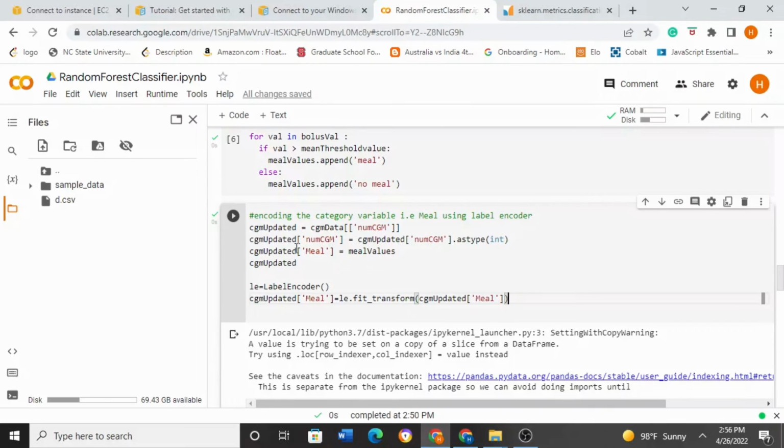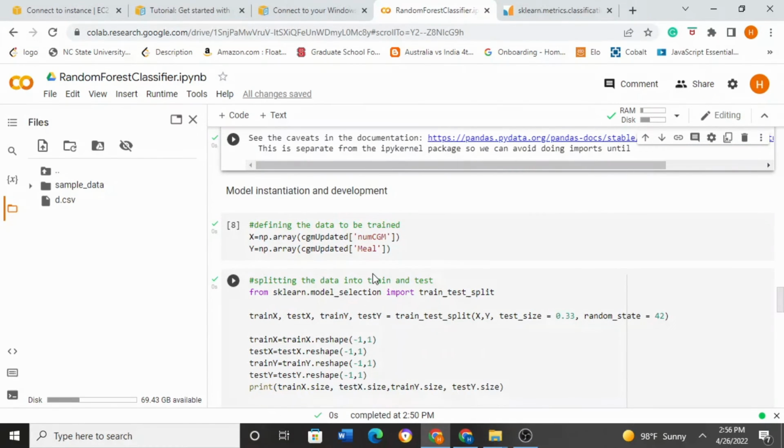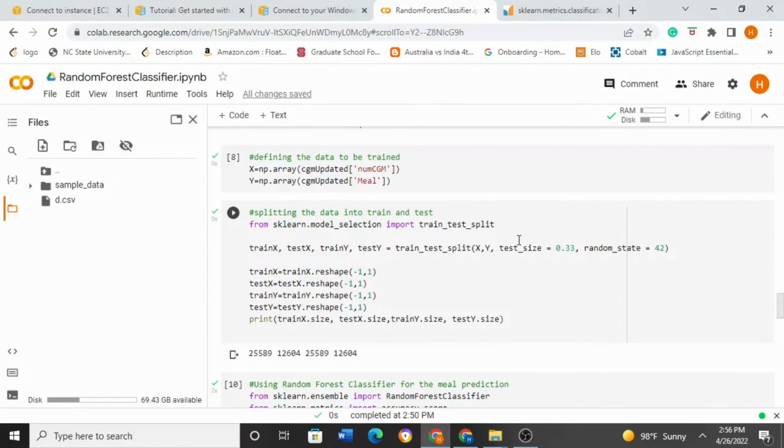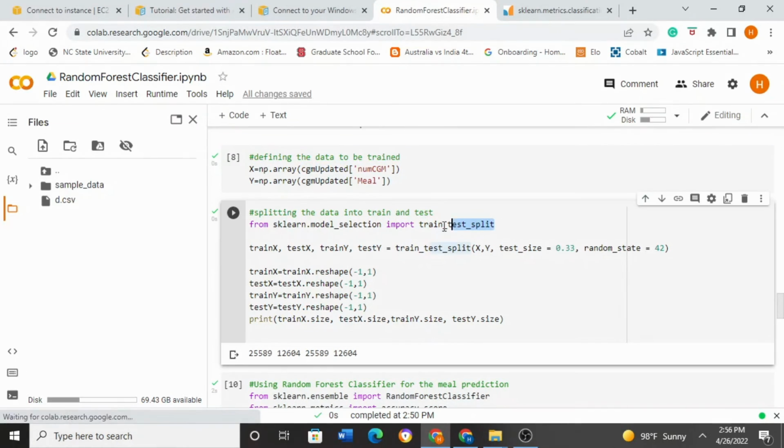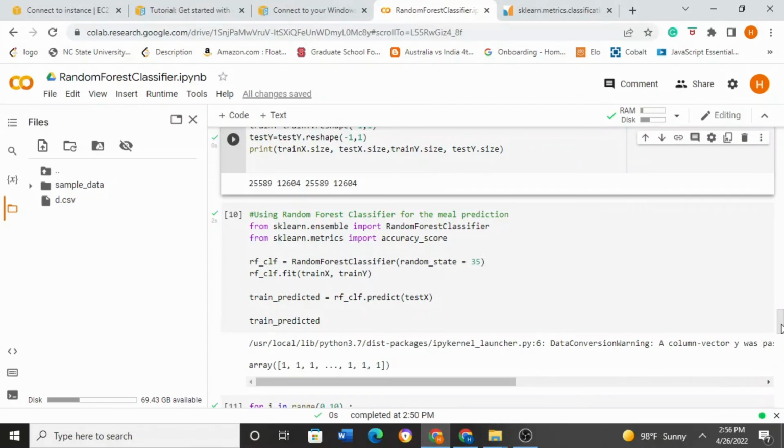So I have created a new CGM data frame, that is CGM updated, which will have two columns, one will be meal and one will be num CGM. After that we will be splitting our data into training and test. In X I have taken the num CGM value, and in Y I have taken the meal value, and I have divided my data set into training and test using the train test split method from the sklearn library. As you can see, the data is divided into train and test, and then we have used random forest classifier for the meal prediction from the CGM data.